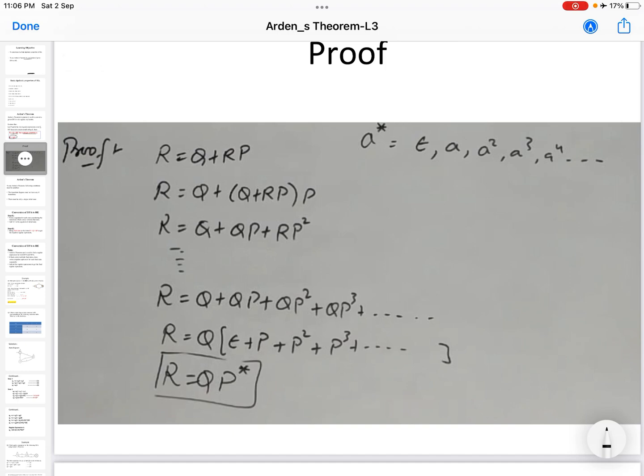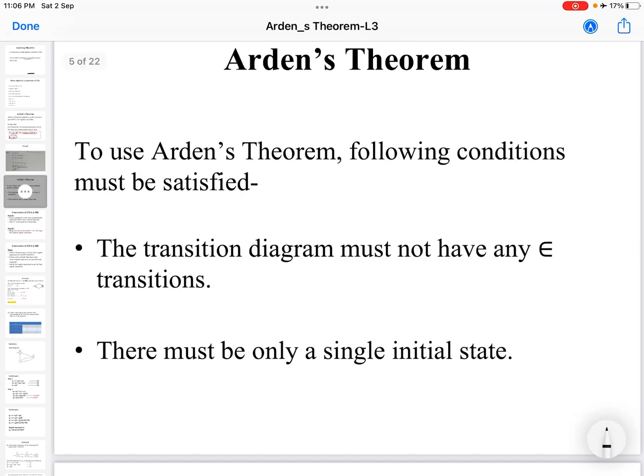So the proof is: R is equal to Q plus RP, R is equal to Q plus RP into P, R is equal to Q plus QP plus RP square, R is equal to Q plus QP plus QP square plus QP cube. So we say that R is Q common, you take epsilon plus P plus P square plus P cube. So we say R is equal to QP asterisk.